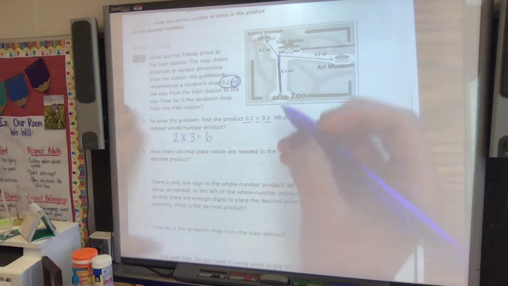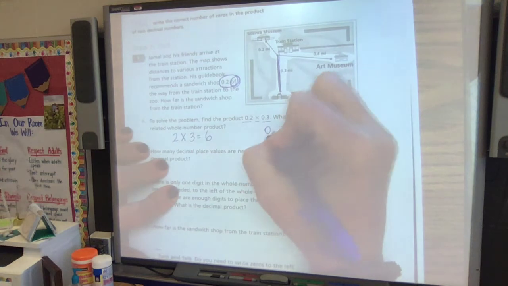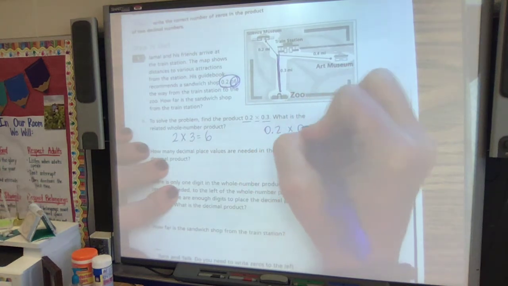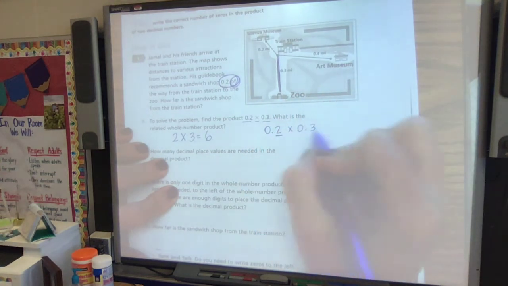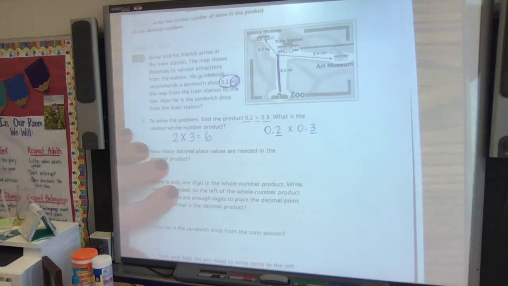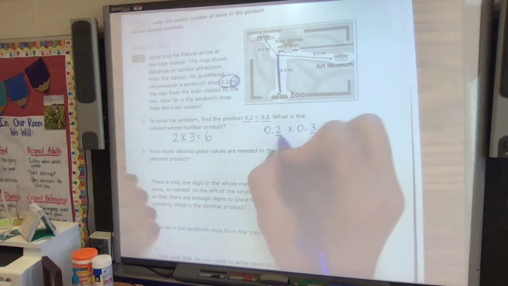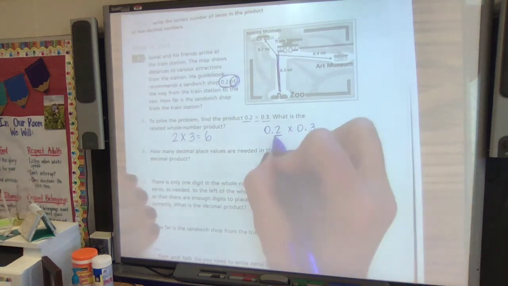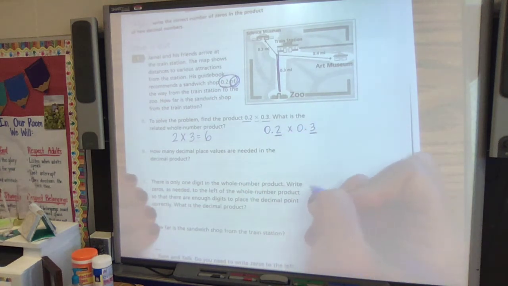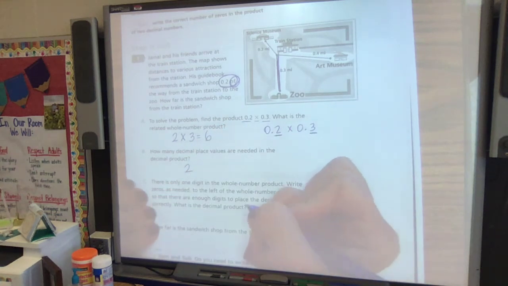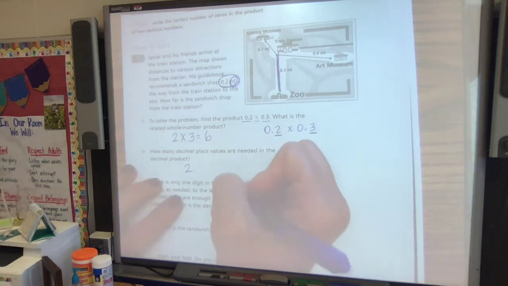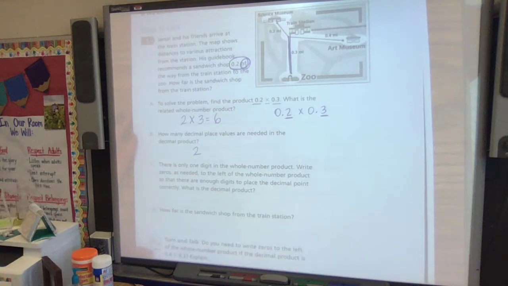Okay, so if we think about it, if we look at these numbers right here, 2/10 and 3/10, there's 1, 2 places after the decimal there. That's what it's meaning. So if we've got 2 decimal places here in our factors, then we're going to need 2 in the decimal product. And I'll show you how we're doing that here.